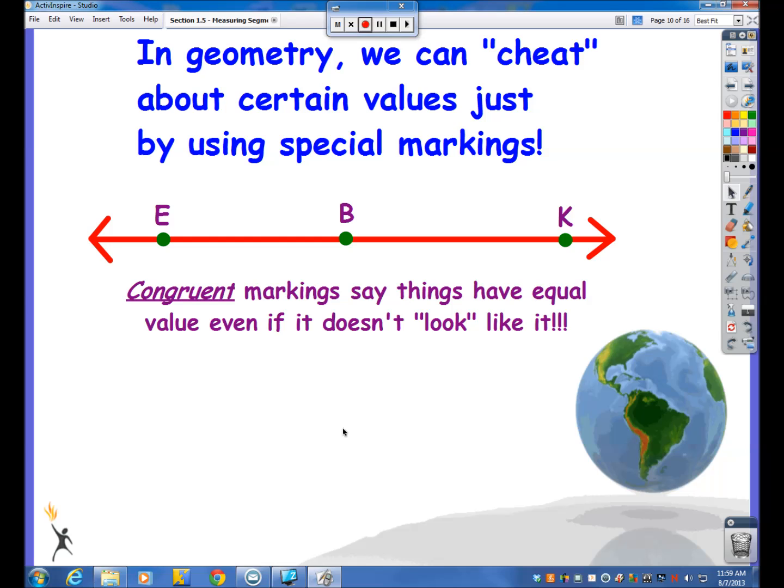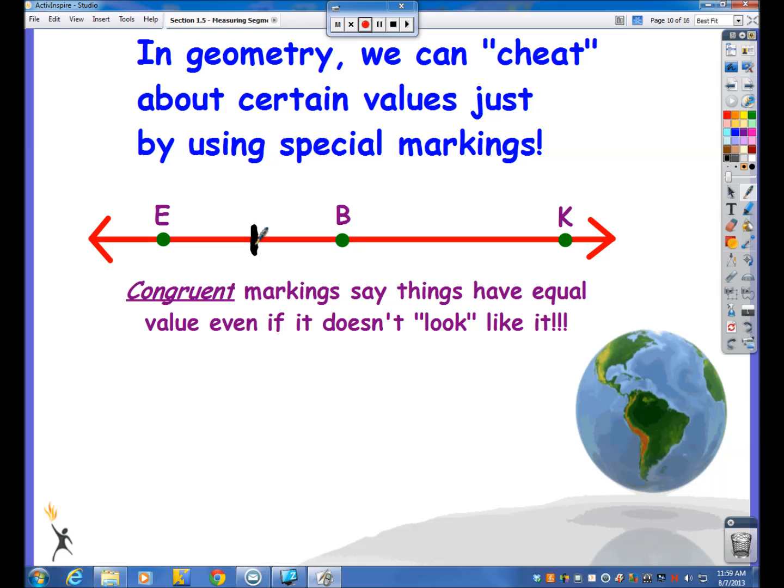And we're going to use things called congruent markings. And the congruent markings say things have equal value, even if it doesn't technically look like it. So, right now I could move B over slightly to the left, and you would clearly go, you know what, EB and BK, they don't look like they're equal at all. It looks like BK is a little bit longer than EB. But if I come along and put congruent markings in there, you can't question it.